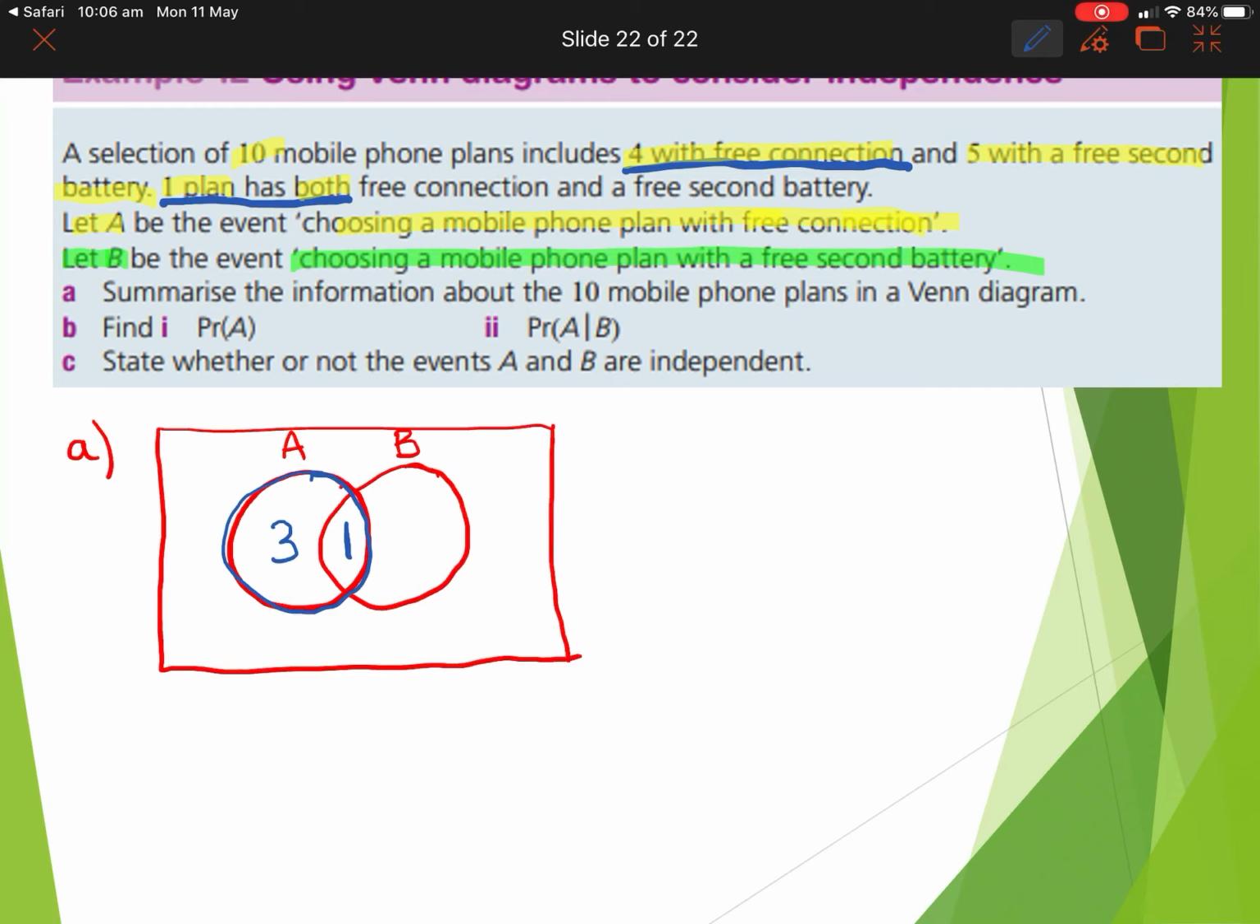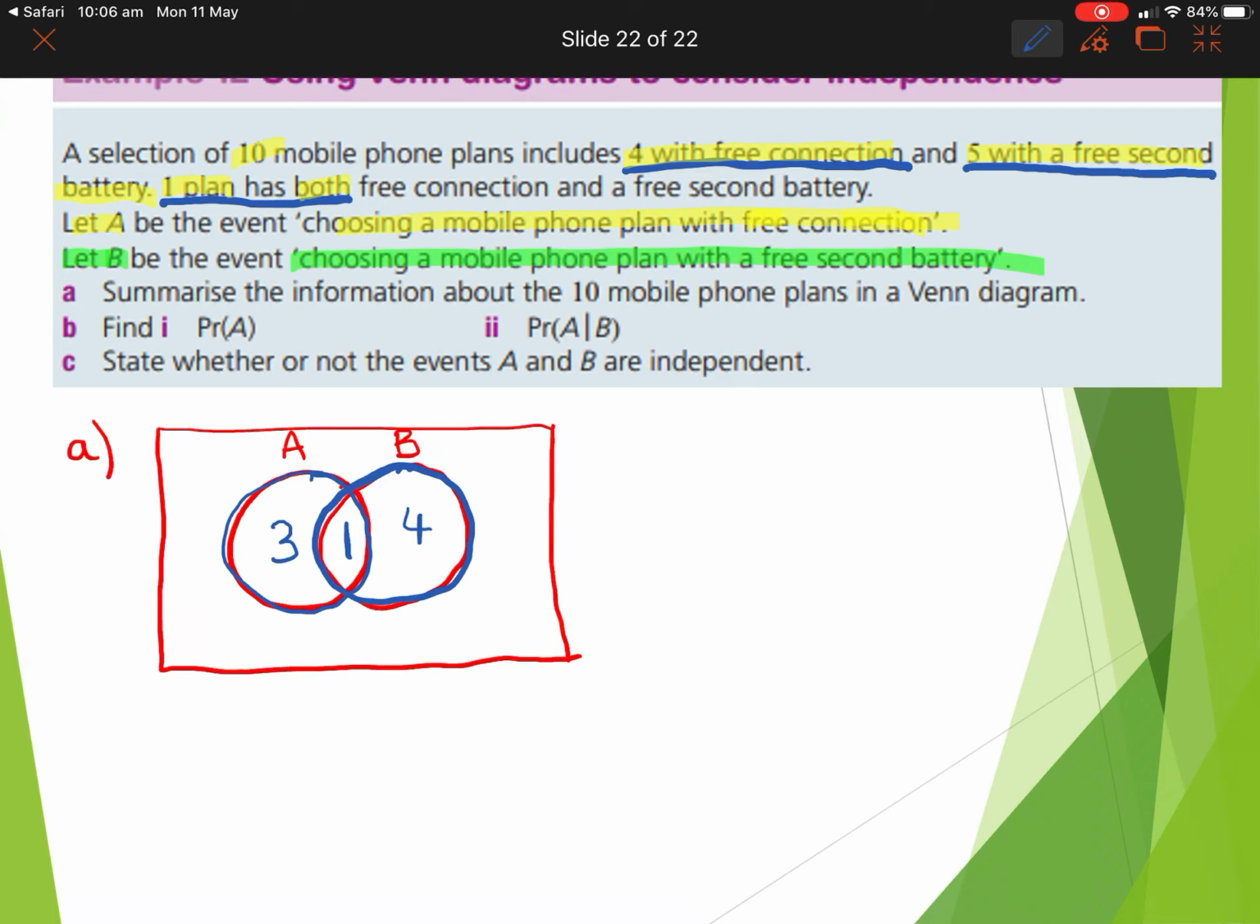B is choosing mobile phone plan with free second battery, and this says 5 of them have free second battery. Now again, this whole circle of B needs to equal 5. We've already got 1 there, so we need to put 4. So 4 plus 1 is 5.